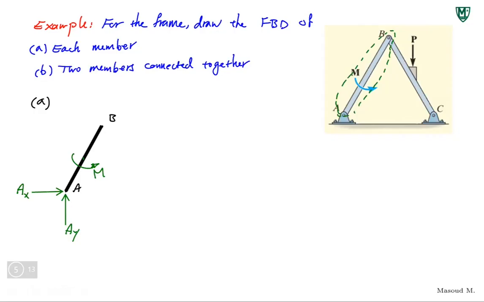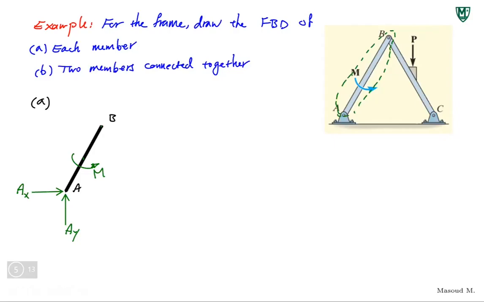Think about what we were doing when we were using method of joints. Anytime we're looking at a joint, we had to put all the forces applied to that joint on our free body diagram for that joint. Now, think about this as a joint, but attached to B. This is right there. So what I need to do is take into account the force applied to B.